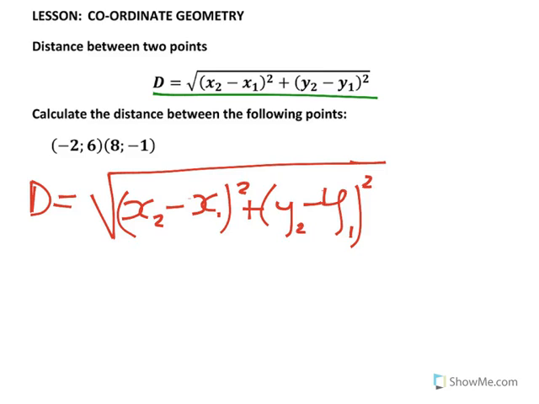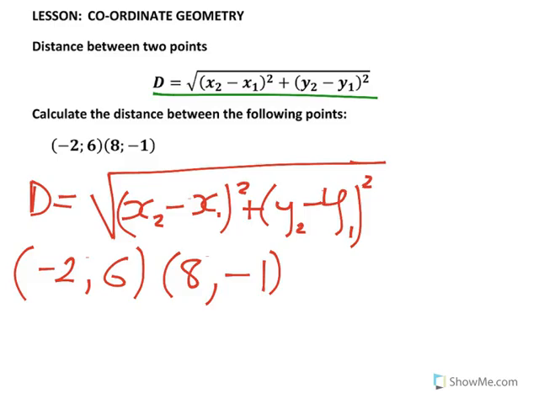Now what did they give us? They gave us minus 2, 6, and they gave us 8, minus 1. Remember, like previously, you have got your x1, your y1, your x2, your y2. Sorry, that's a big mistake I'm making there. Don't make the mistake I made. Most students also make that mistake.